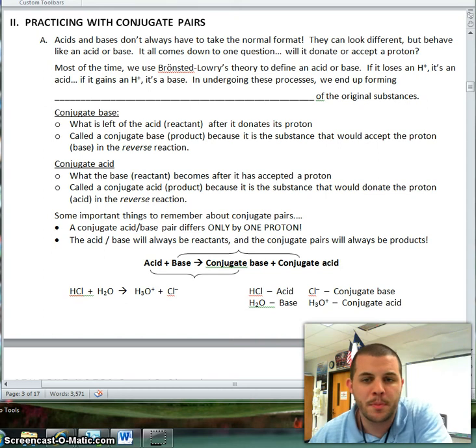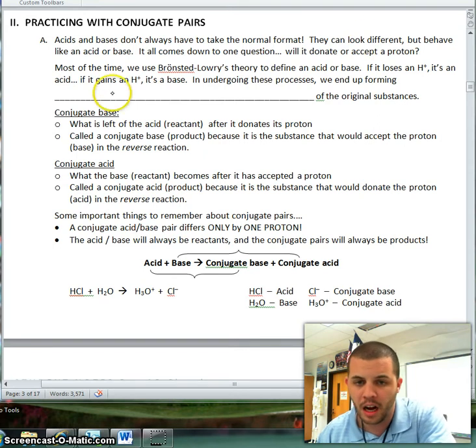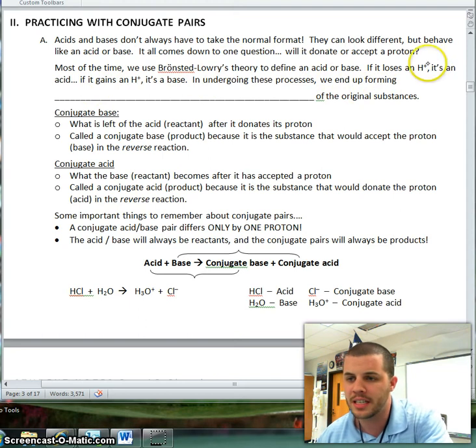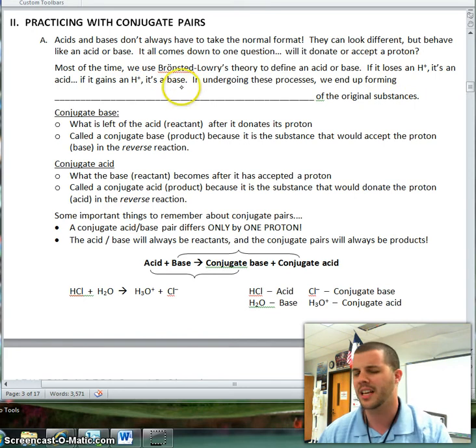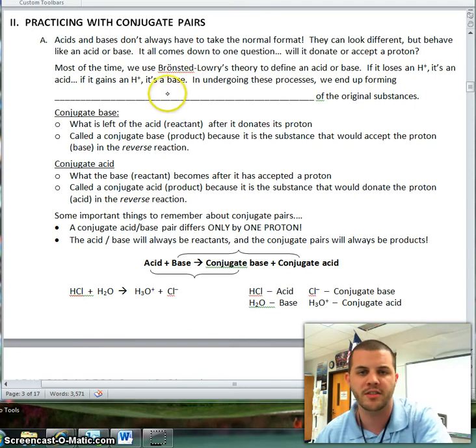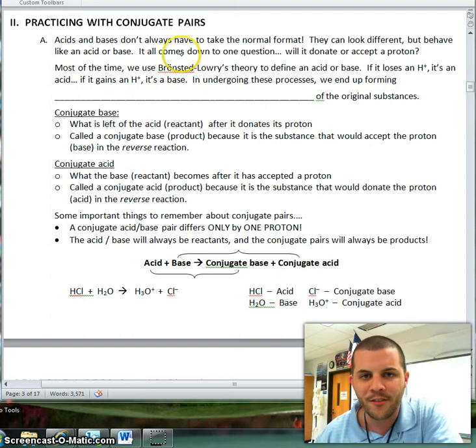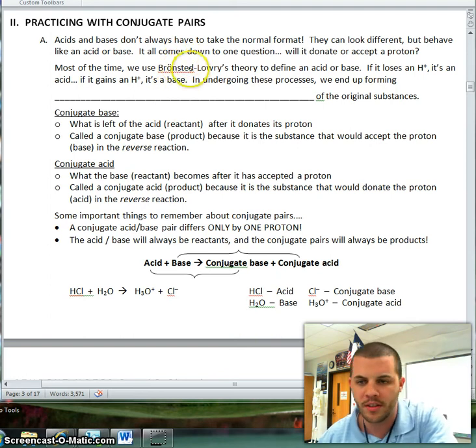Let's take a look at acid-base conjugate pairs. It says acids and bases don't always have to take the normal format. They can look different. Most of the time we use Bronsted-Lowry's theory to define acids or bases. If it loses an H plus, it's an acid, and if it gains an H plus, it's a base. That's the best way for us to find out if something's an acid or a base. Now we need to know what it looks like after it has gained or lost that proton.